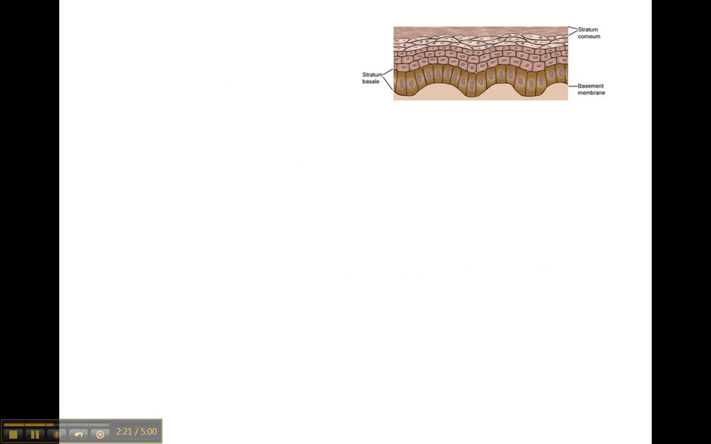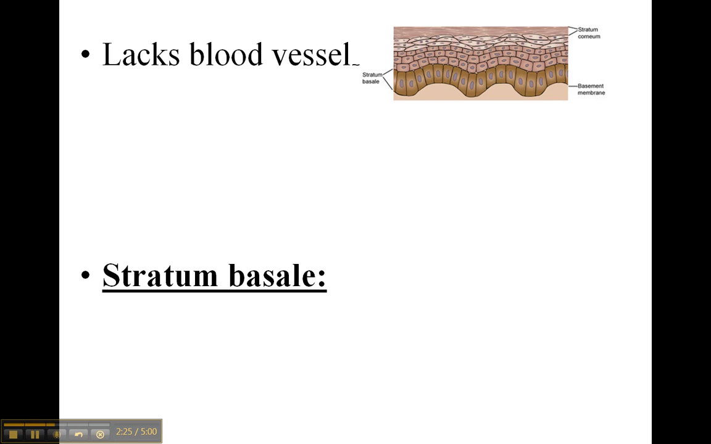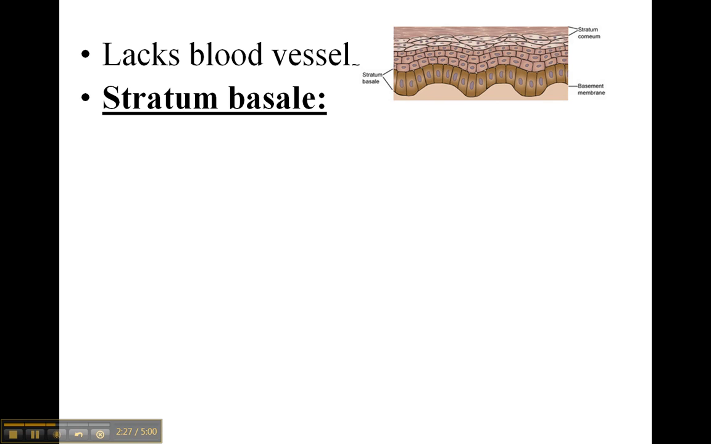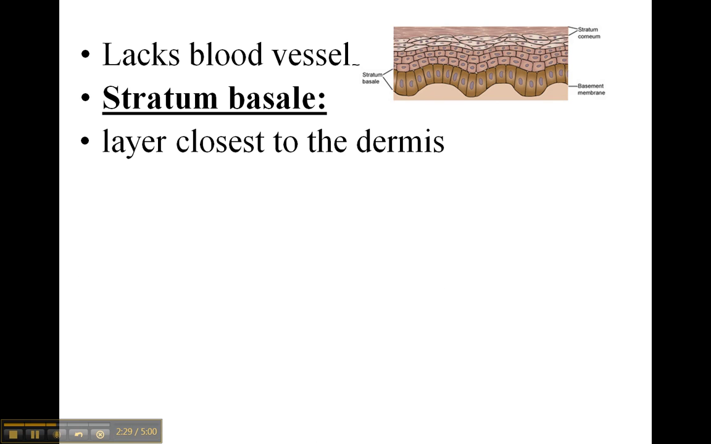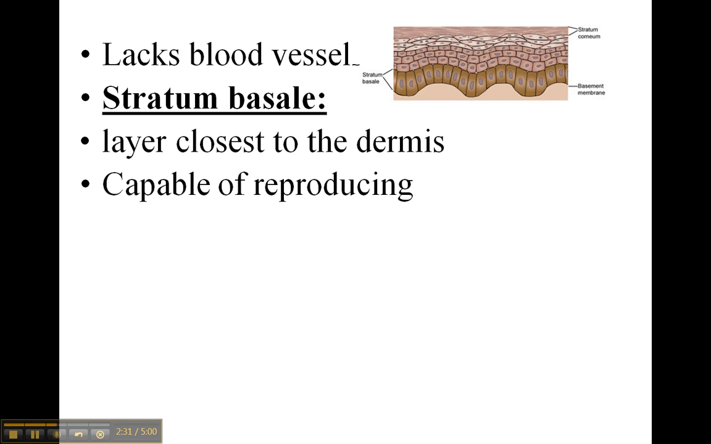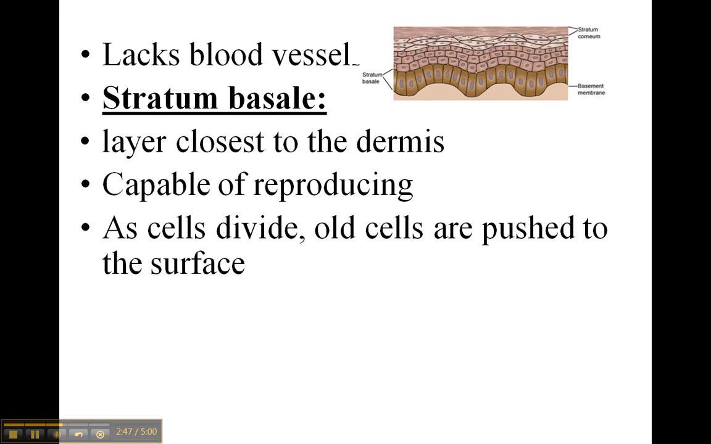Epidermis. Epidermis lacks blood vessels. The deepest layer is the stratum basal. It is the layer closest to the dermis. It's capable of reproducing. Now, this is something that a lot of you labeled incorrectly on your sketch lab. The area that is away from the free surface is the area that is capable of reproducing. As cells divide, old cells are pushed to the surface.